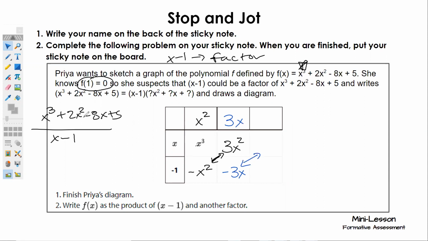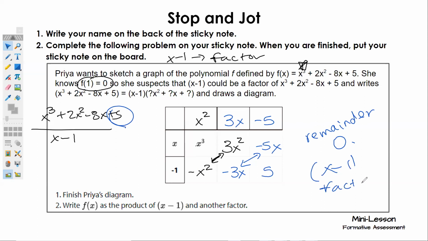What plus negative 3x would give us negative 8x? Negative 5x, right? And then what times x would give us negative 5x? Negative 5. Negative 5 times negative 1 is going to give me, which is the thing on the end, right? So if I get a remainder of 0, then that means that x minus 1 is a factor. So since we have x minus 1 as a factor, we get this as our answer, right?